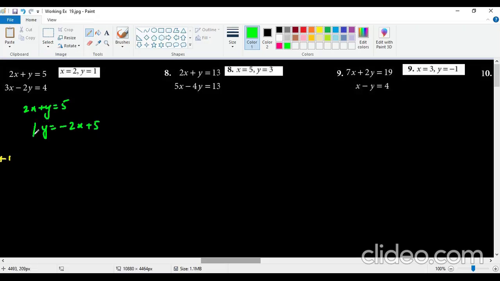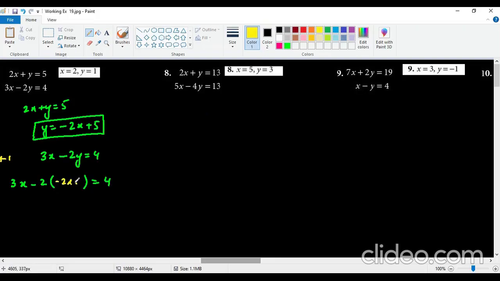You can take the value of x also, but this is going to be easier. Now when it comes to equation 2, 3x minus 2y equals 4. This time I will place the value of y. Instead of y, I will write the value of y, which is negative 2x plus 5.